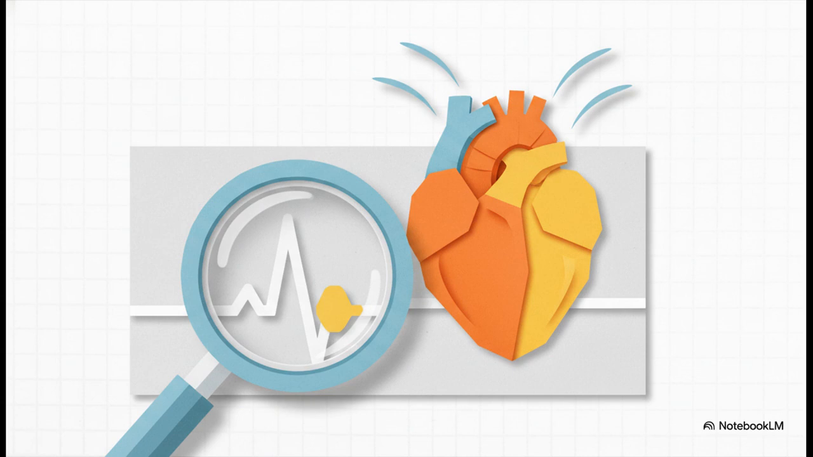Step one is the P wave. This small initial bump represents atrial depolarization. That's the upper chambers of the heart firing. Now, a normal sinus-generated P wave has a very specific orientation. It should be upright or positive in lead 2 and negative in lead aVR. As a student, you should always check the P wave shape. If you see a peaked P wave, that's a massive red flag for right atrial overload. If it's notched, well, you're likely looking at left atrial overload. The architecture is literally telling you the story.